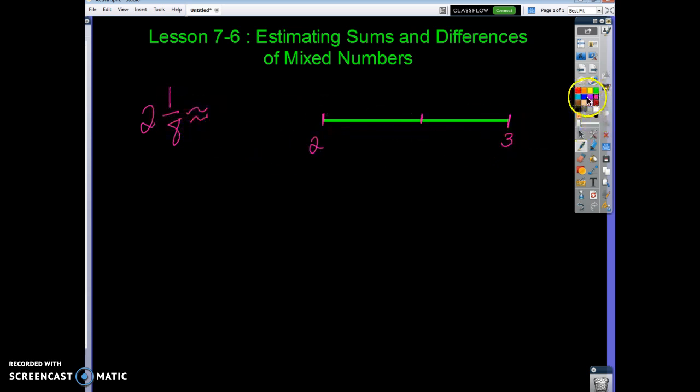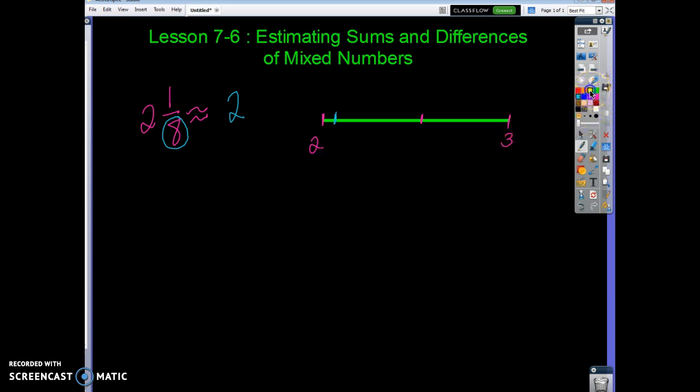And I look at my denominator, and I say, hey, my denominator is 8. If I take 8 and cut it in half, that would be 4. So 1/2 would be 4/8, and because my numerator 1 is less than 4, half of my denominator, that means 2 and 1/8 is actually going to be closer to the whole number 2, because 1/8 is closer to 0 than it is to 1 whole. So this would say 2 and 1/8 is about equal to 2.